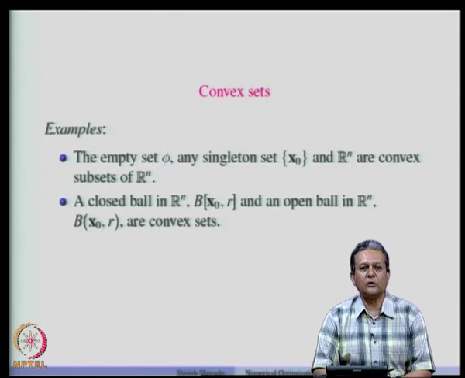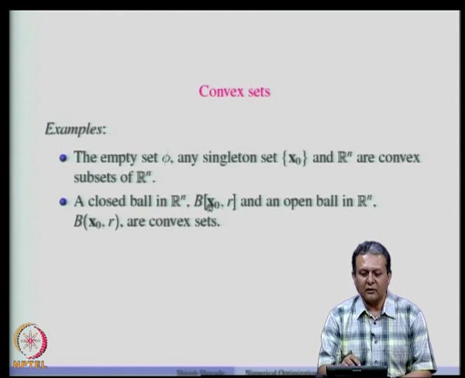Now, if we take a closed ball in Rn, the ball with center x naught and radius r, where r is greater than 0, or if we take an open ball in Rn which has a center x naught and the radius r, which is again greater than 0, they are all convex subsets of Rn.